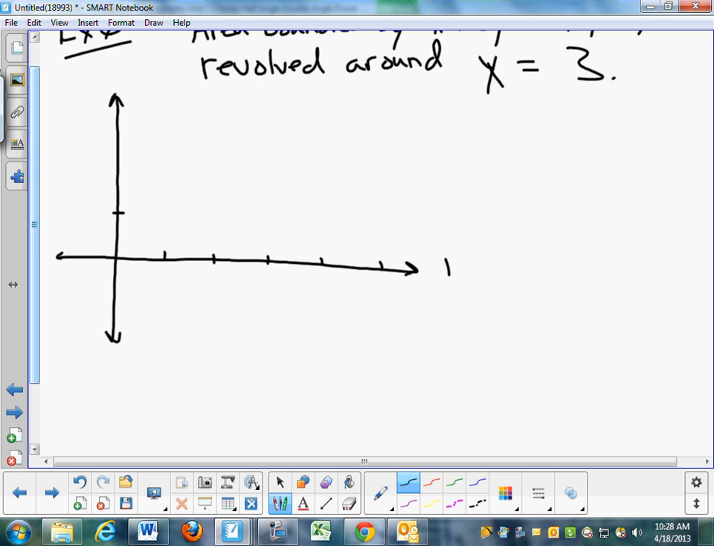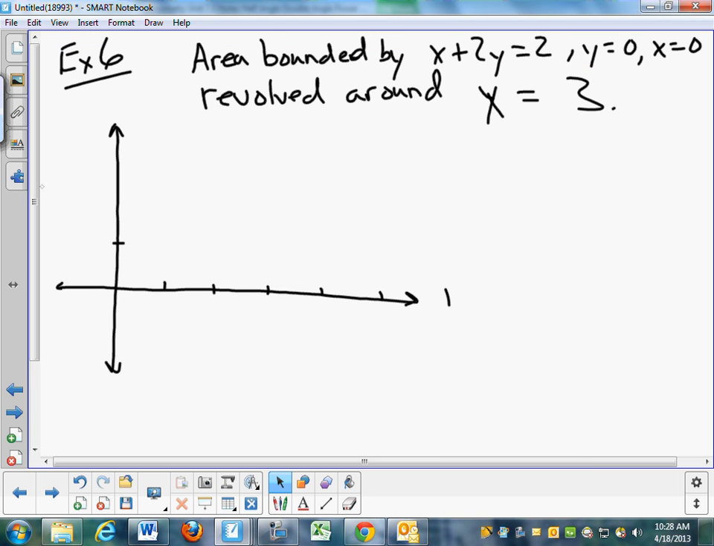Okay, what does the line x plus 2y equals 2 look like? What are the intercepts of that graph? So when it's in this form, let's go back to basic math. If x is 0, what's y? 1. If y is 0, what is x? 2. So you know your x-intercept is 2, and you know your y-intercept is 1. So that is our line. If you need to put it in slope-intercept form, then fine, but hopefully you can see that. Okay?